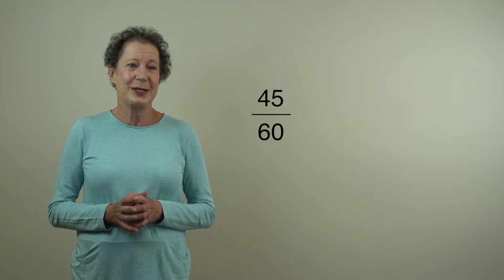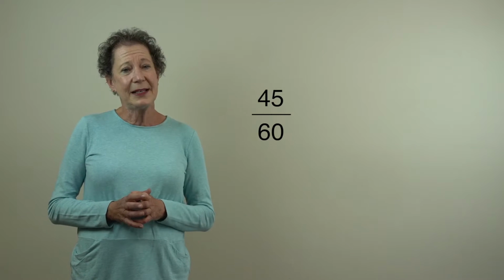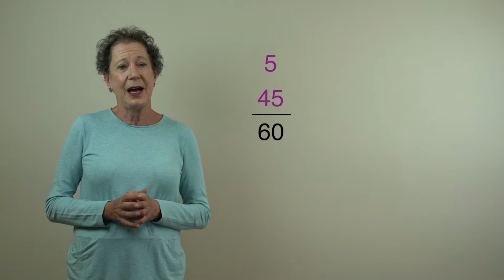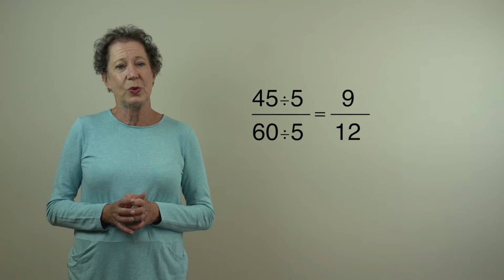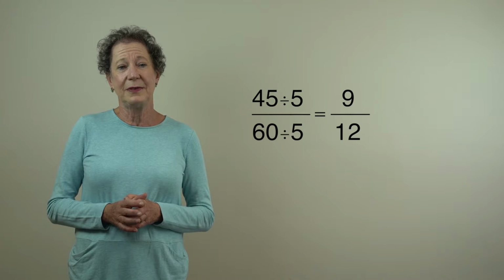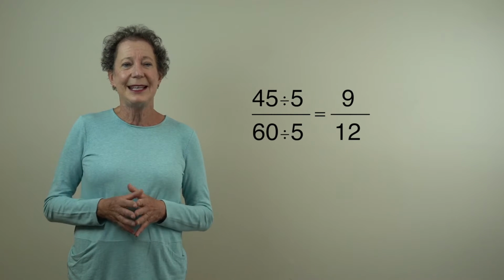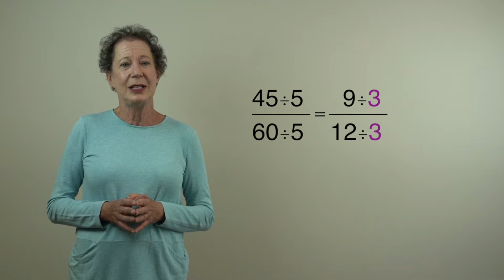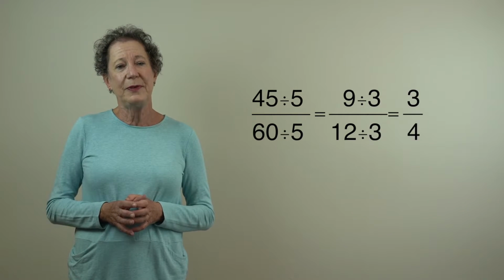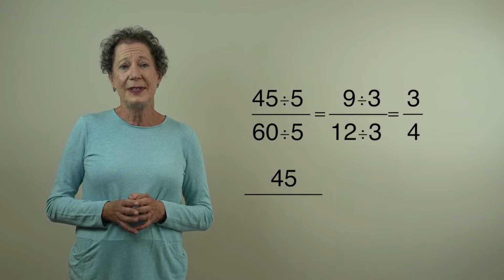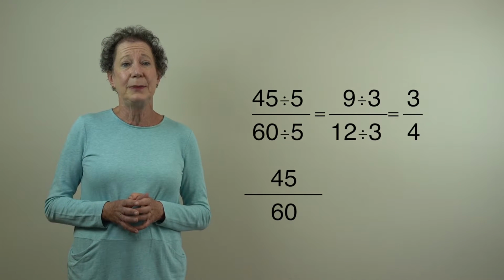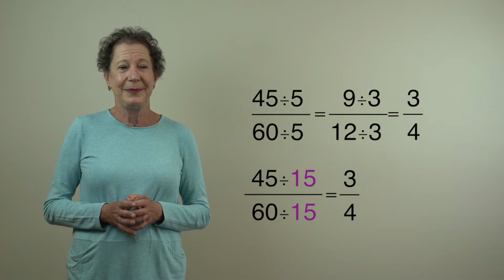For example, I'll reduce 45 over 60 in this way. I recognize that 5 will divide both 45 and 60 evenly. 45 divided by 5 is 9, and 60 divided by 5 is 12. I have 9 over 12. Then hopefully I can see that 3 evenly divides both 9 and 12. Now I have 3/4. I might have been able to see that both 45 and 60 can be divided evenly by 15 and saved a step.